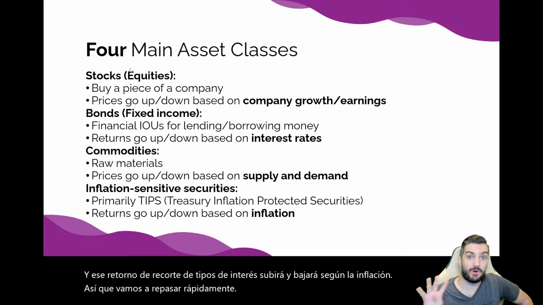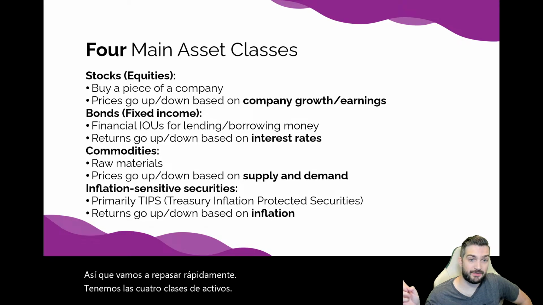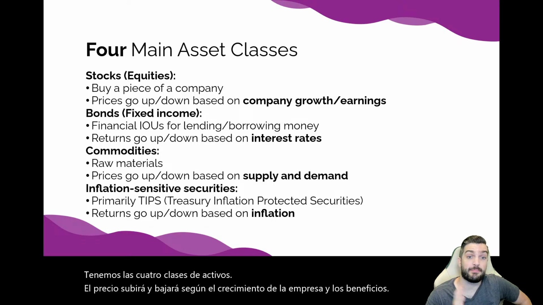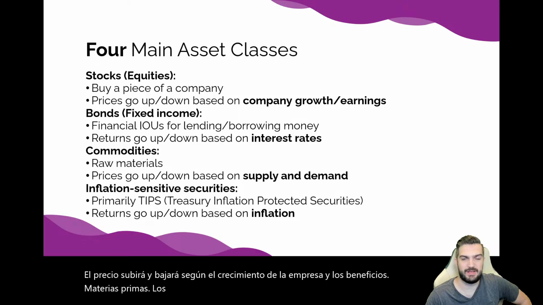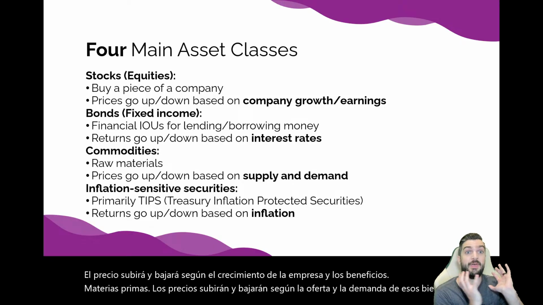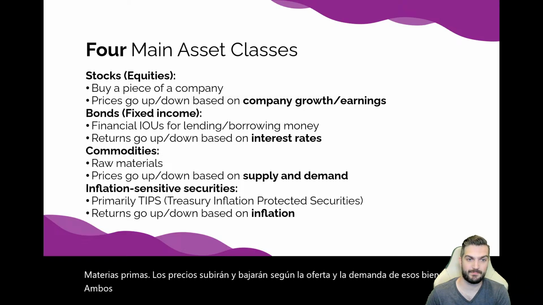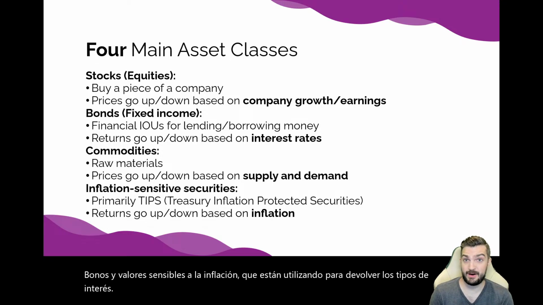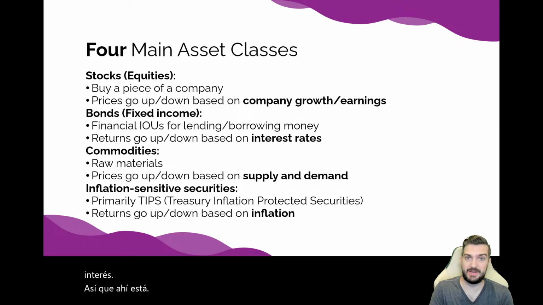We have the 4 asset classes. Stocks, the price will go up and down based on company growth and earnings. Commodities, the prices will go up and down based on the supply and demand of those goods. Both of those are the price goes up and down. Bonds and inflation-sensitive securities, they are using return, interest rates. So there, the thing that's going up and down is the interest rate it provides.